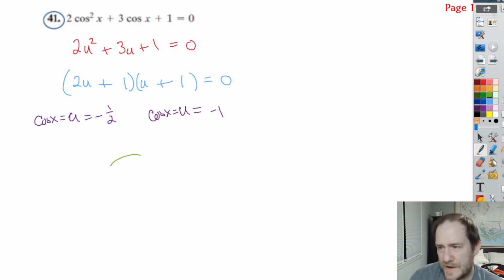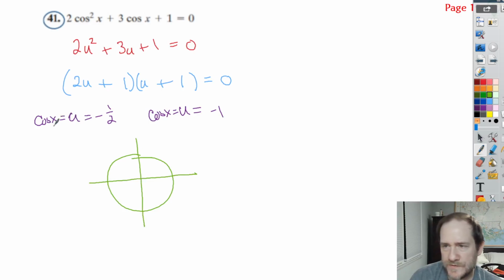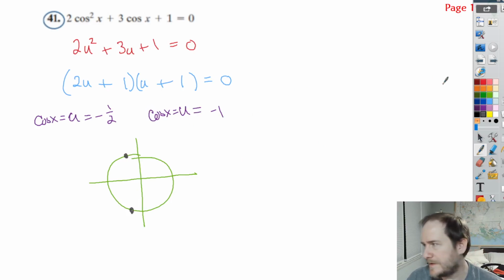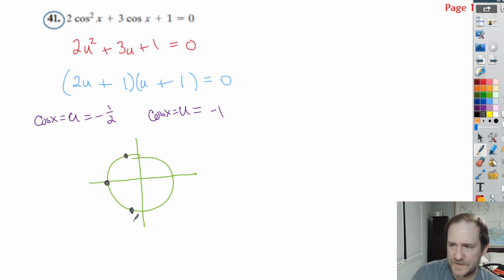So what's happening now on a unit circle? I'm wondering, when does cosine equal negative a half? And of course that's in these two positions that are both 60 degrees. I'm also wondering, when does cosine equal negative 1? And that's only this one position here. So I get these 3 positions that are both kind of off to the left. It's kind of weird. So how do I generate all of these solutions at the same time?